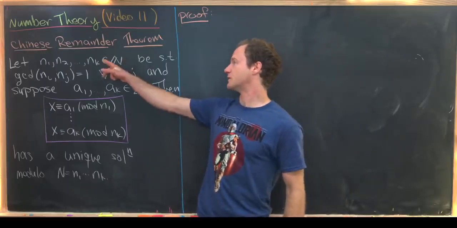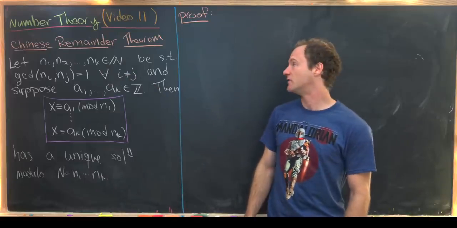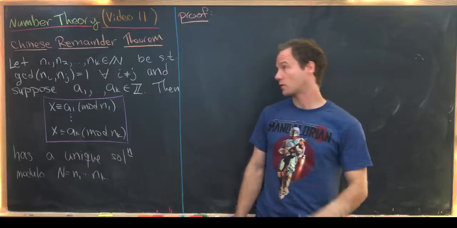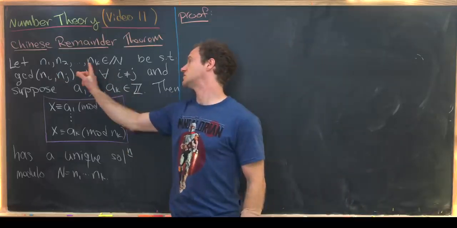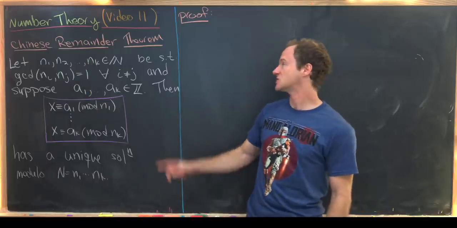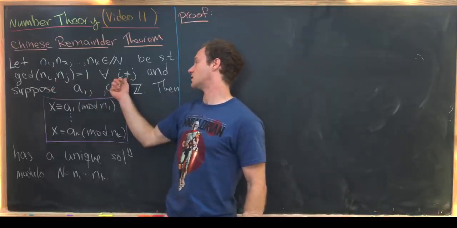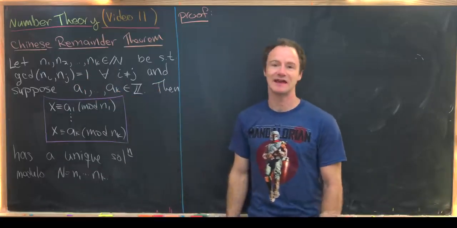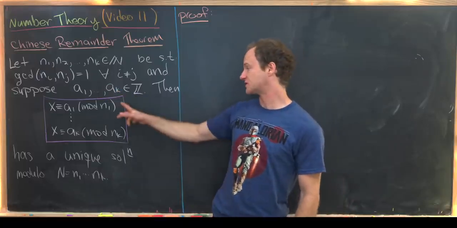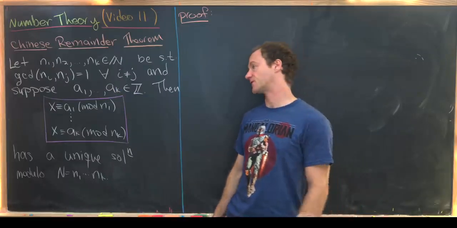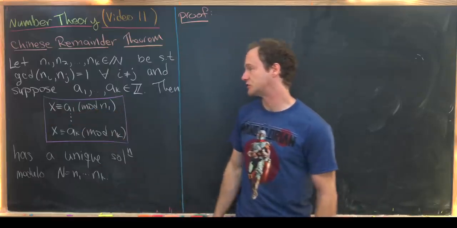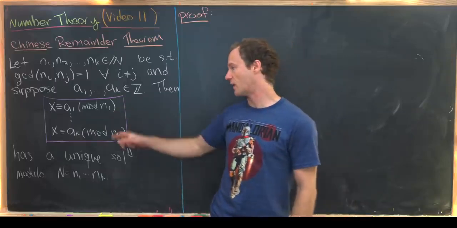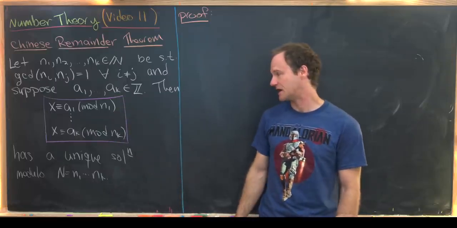So we want to assume that we've got a collection of pairwise relatively prime natural numbers. In other words, we've got these natural numbers n1, n2, up to nk, such that if you choose any two of them that are non-equal, their GCD is 1. Furthermore, you've got k integers, and your goal is to solve the following system of congruences for x. So you've got x is congruent to a1 mod n1, x is congruent to a2 mod n2, all the way down to x is congruent to ak mod nk.